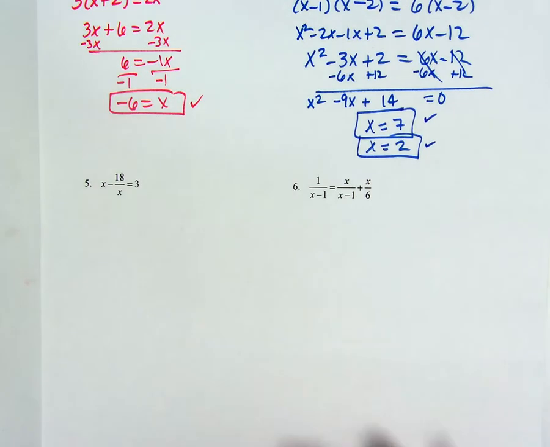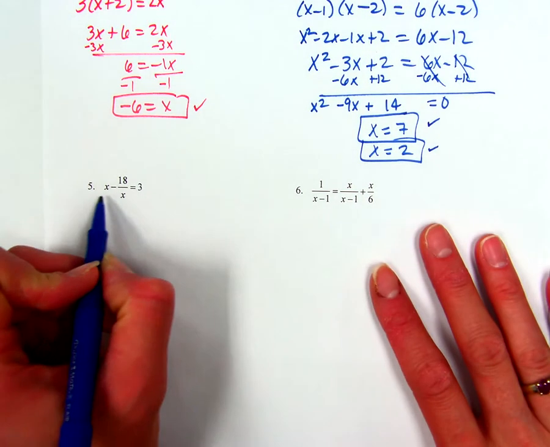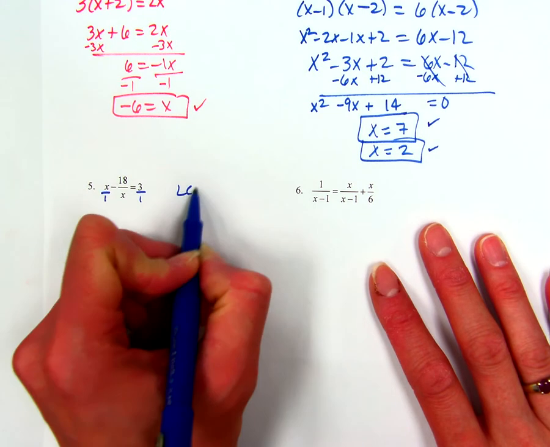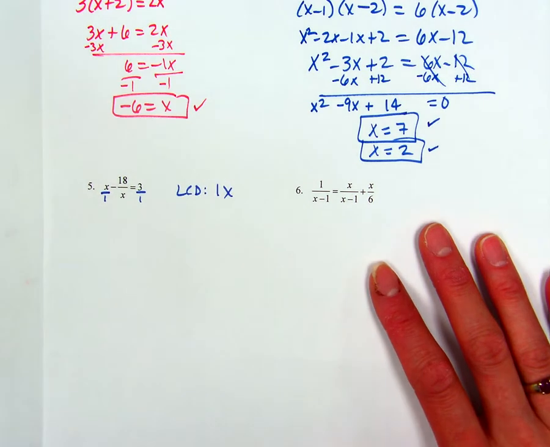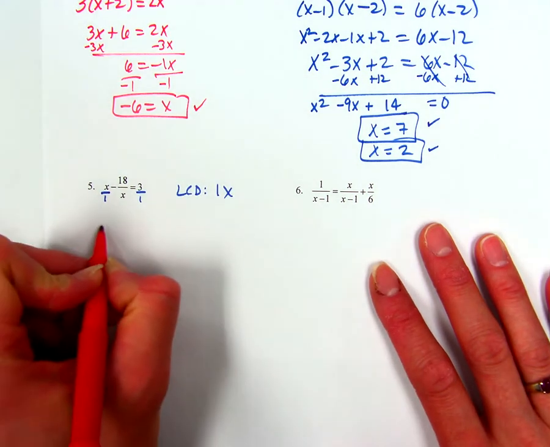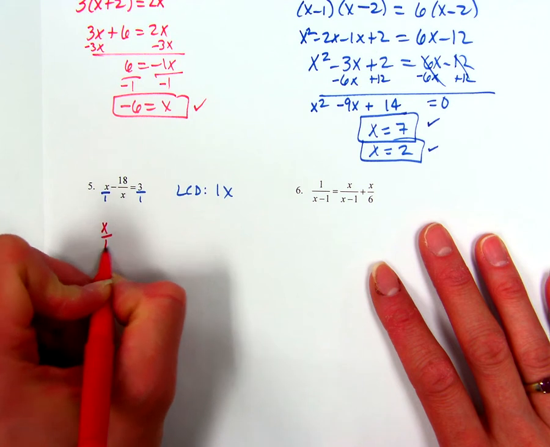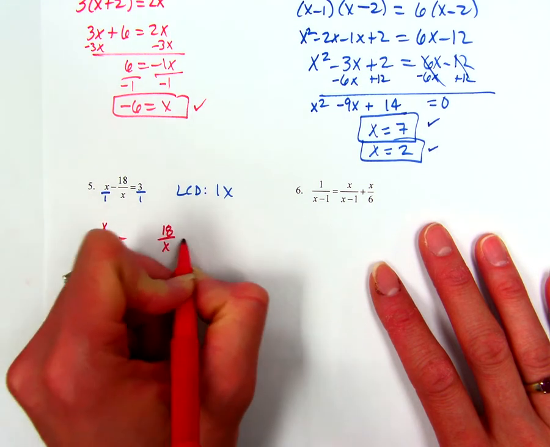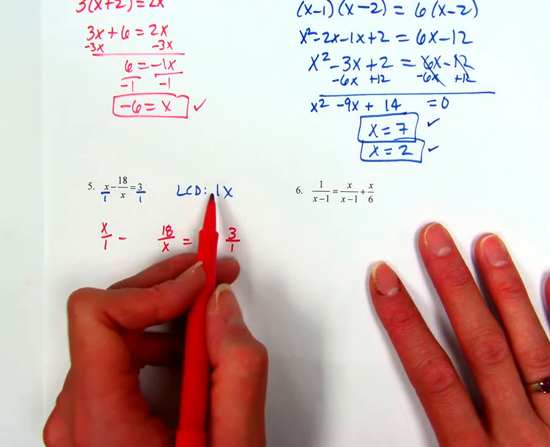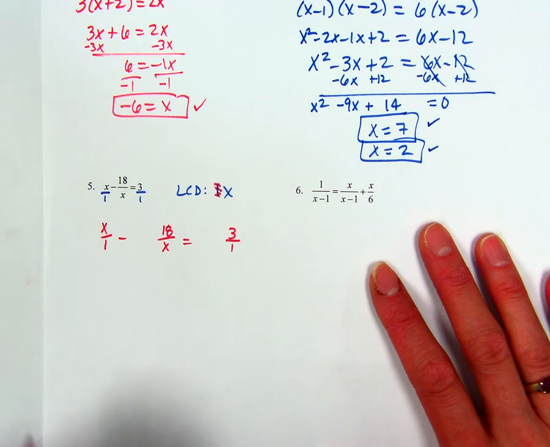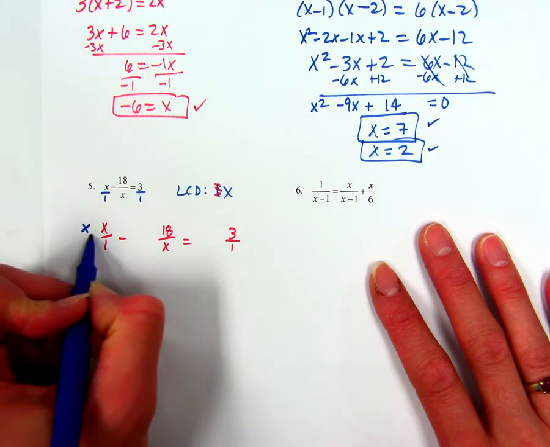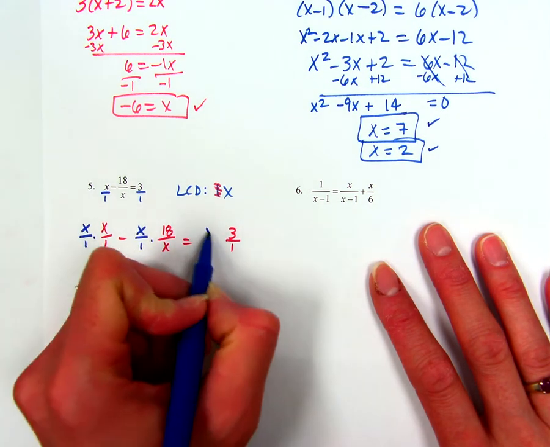All right, last two problems. So look for your denominators. Find your LCD. It's 1 times x, right, which is just x. So you could say x over 1 minus 18 over x equals 3 over 1. I'm just going to cross off the x. We don't need that. So my LCD is x. I'm going to multiply each one by x over 1.